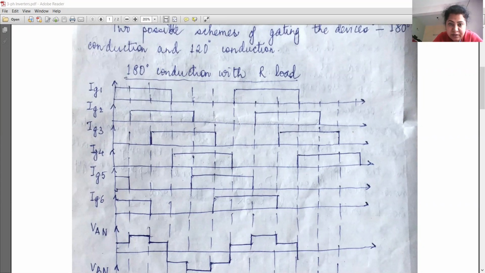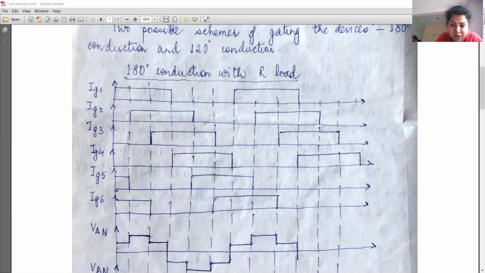Then after an interval of another 180 degrees, that is a total duration of 360 degrees, a 180-degree gating pulse is given. Now IG2, after a duration of 60 degrees, is given a pulse of 180 degrees. IG3 again after 60 degrees is given a gating pulse of 180 degrees, IG4 so on, IG5 so on, and IG6 so on and so forth.